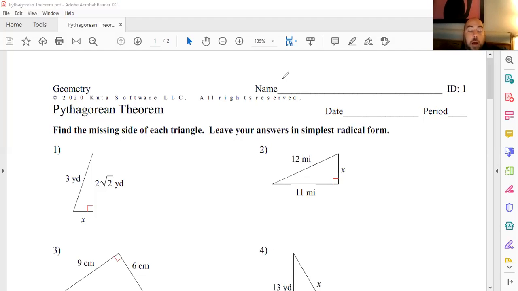So now it really doesn't matter which one you pick as the legs. So A and B can be switched. You need to make sure that the hypotenuse is C. So here I'm going to say this is A and this is B. So we're looking for A. If we look at our notes from previously, we know that A is equal to the square root of C squared minus B squared.